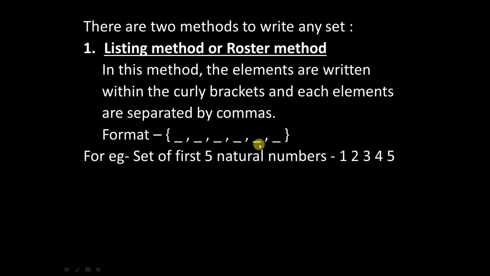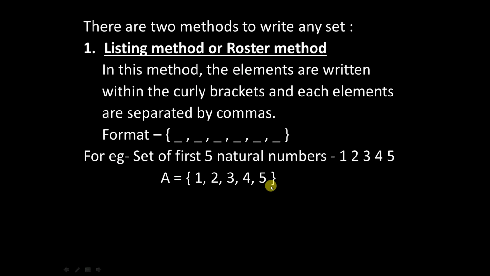But how do we write this in a set using a listing method? It is very simple. You have to denote a set. I have denoted a set by the capital letter A, starting with the curly brackets, and I have written the elements 1, 2, 3, 4, 5 and ended with the curly brackets. It is very simple. You just have to write down the elements separated by commas, within the curly brackets. That is why it is known as the listing method, or the other name is the roster method.